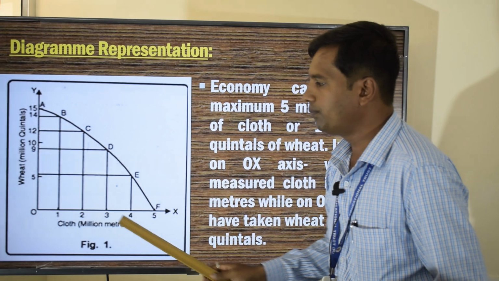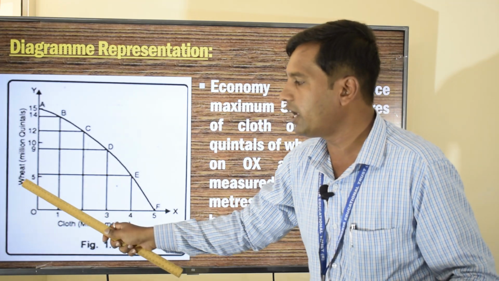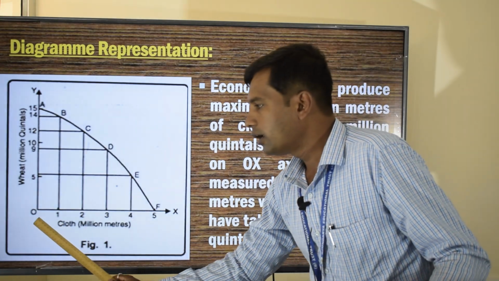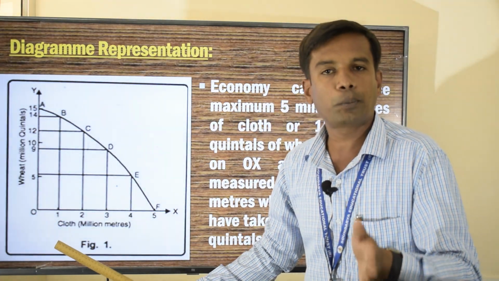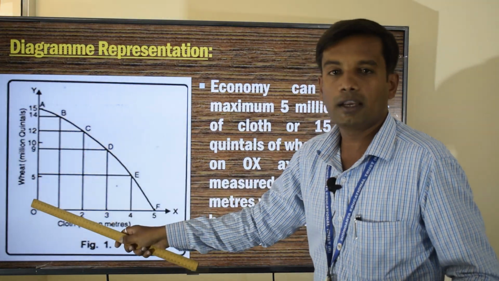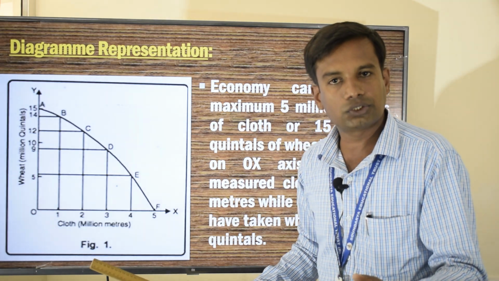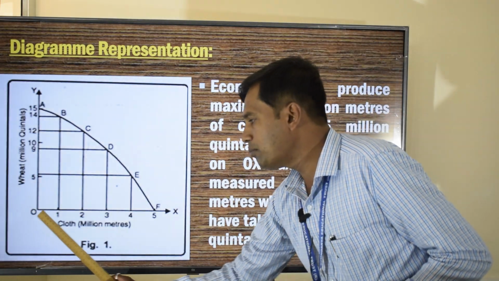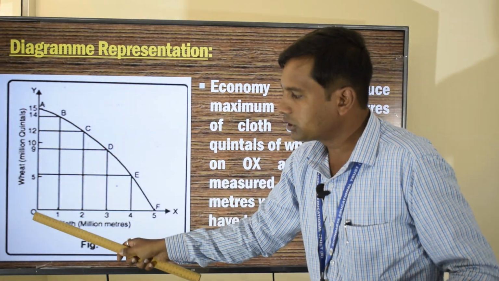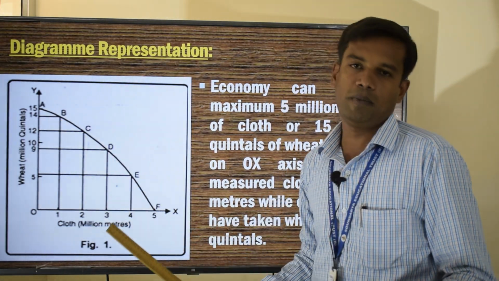Now just observe here, if the country uses complete resources and technology to produce only wheat, it can produce a maximum of 15 million tons of wheat. Here it cannot produce any cloth. The cloth production will be zero. Now the country decides, no, I do not want to produce wheat, I want to produce only cloth. So I want to use all the resources in the production of cloth. Now the country can produce a maximum of 5 million meters of cloth. Here the wheat production will be zero. In between there are B, C, D and E combinations.